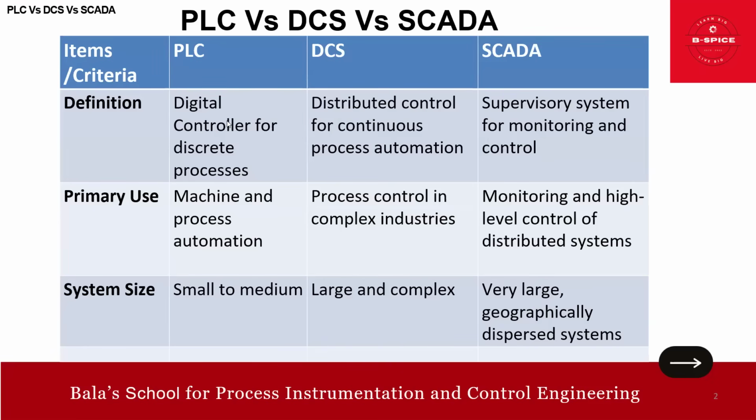A PLC is a digital controller for discrete processes. Discrete in the sense of on and off, right? Then for the DCS, it's a distributed control system for continuous process automation. It is distributed all around the plant, and it's used for continuous process automation. And of course, it's a very complex system. Whereas SCADA is a supervisory system for monitoring and control. So that is the definition.